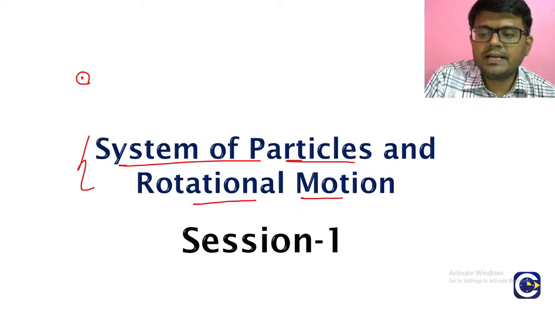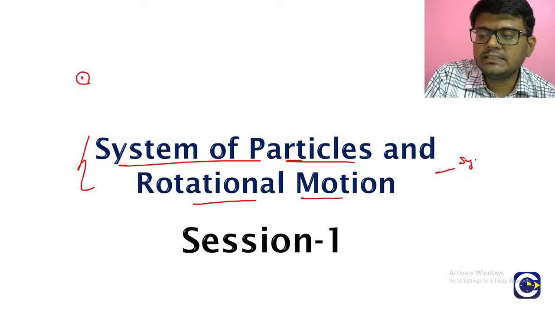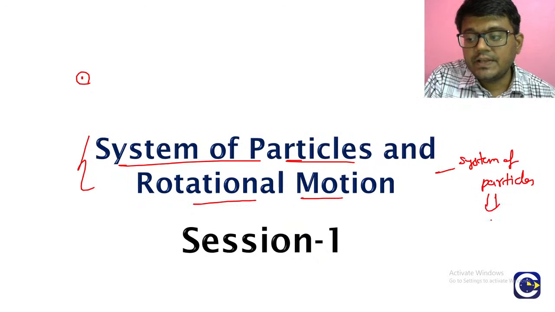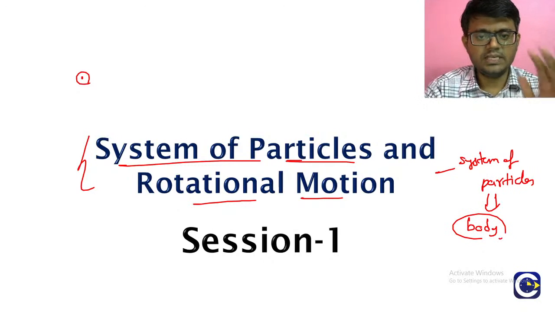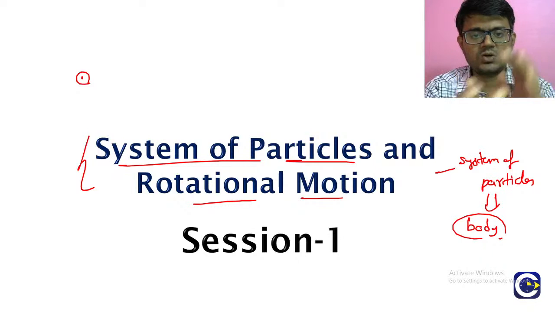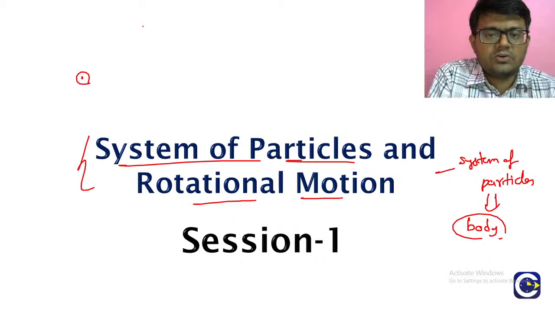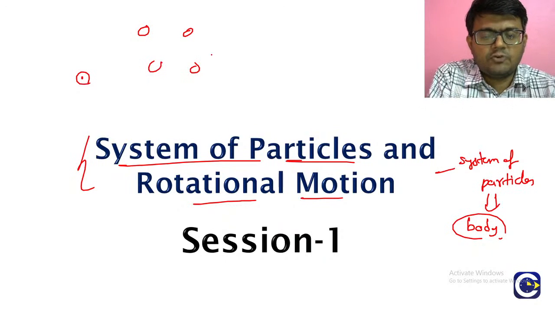So we'll have to separately study the system of particles. Once we understand the system of particles, we will be able to know what is a body. What is a body? It's a collection of a system of particles which are closely packed. System of particles means anything where you have 3 particles like that, 4 particles like that. That also you can call a system of particles. Okay.